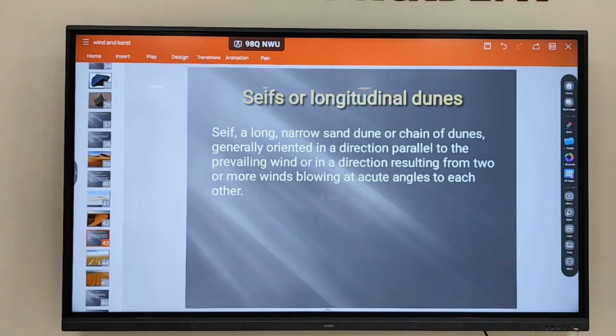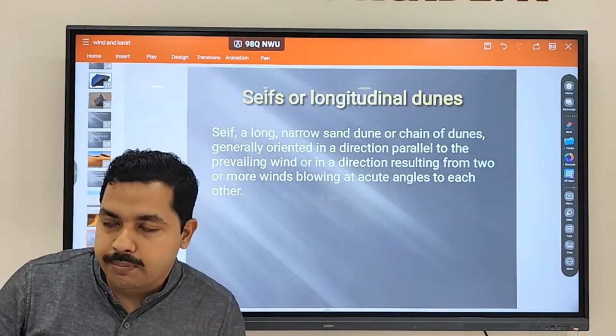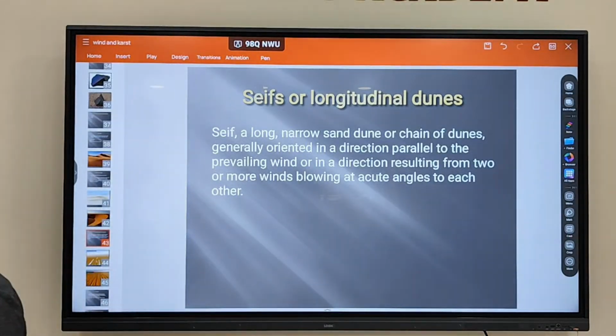Fine. So the first type of deposition is dunes. What are dunes? When sands are deposited by the wind in the desert, these are going to be called dunes. Dunes can be of two types, barkan dunes or longitudinal dunes or sif.